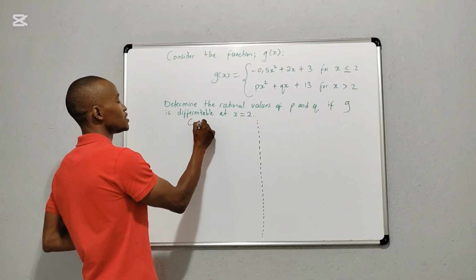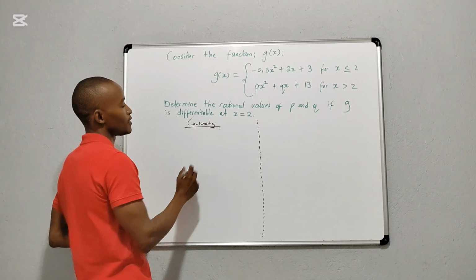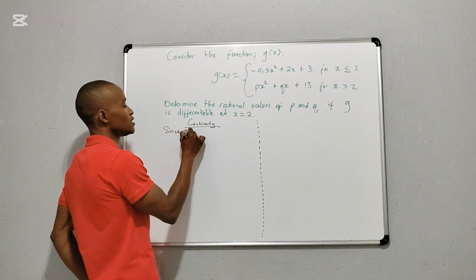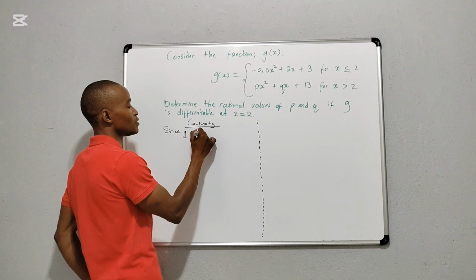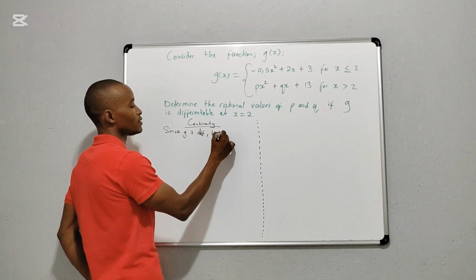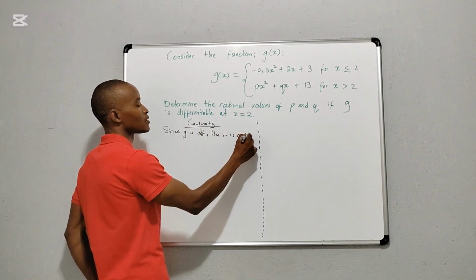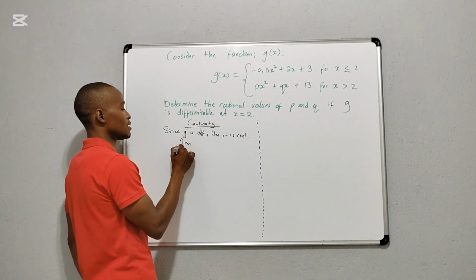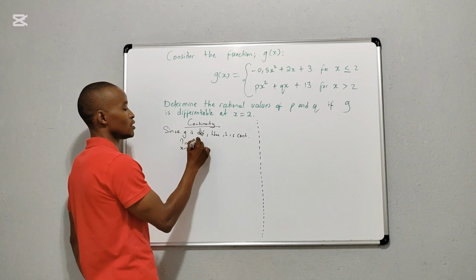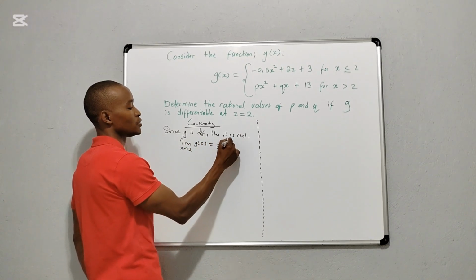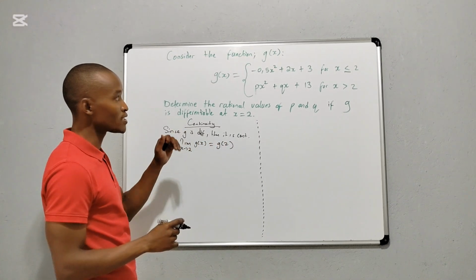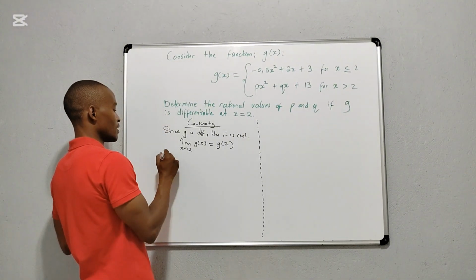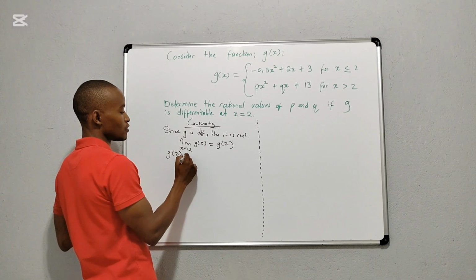So let us deal with continuity here. Since g is differentiable, then it is continuous. Right? That means the limit as x approaches 2 of g of x is equal to g of 2. Piecewise defined function. Now we need to go into our one-sided limits. Okay. Before that, let us find g of 2.